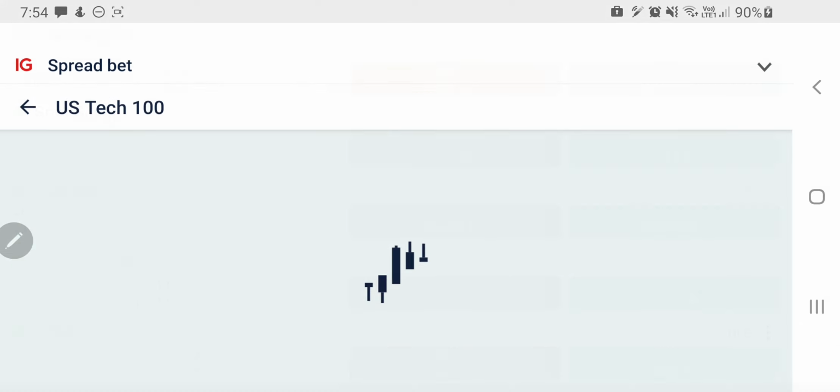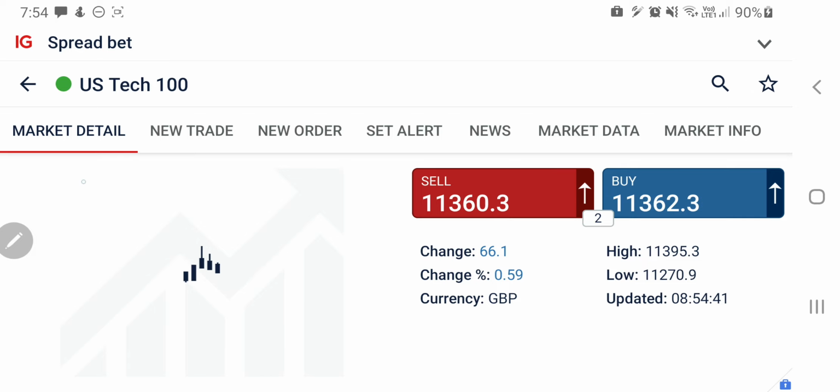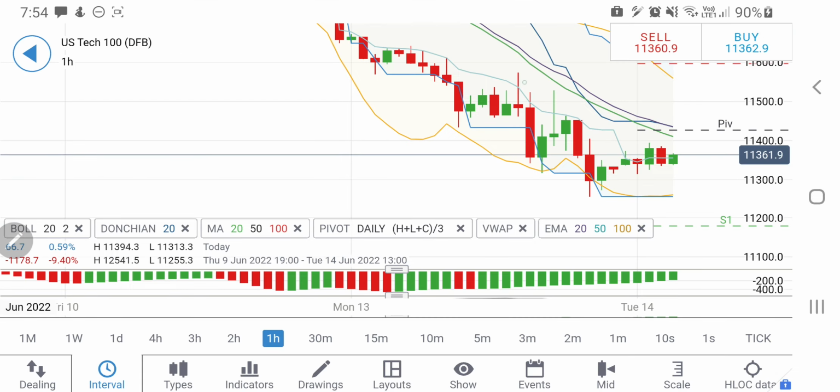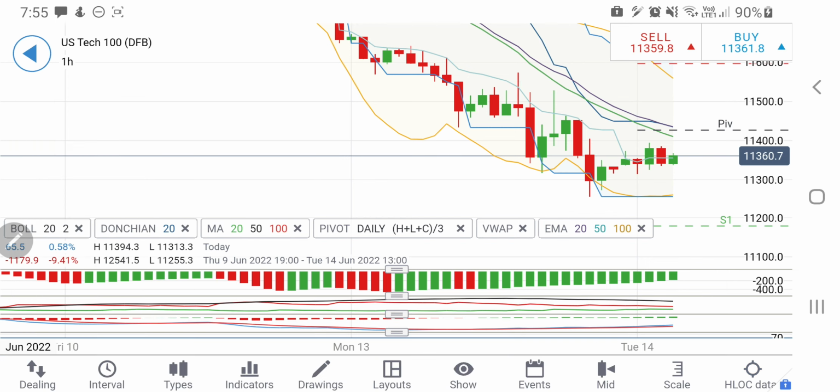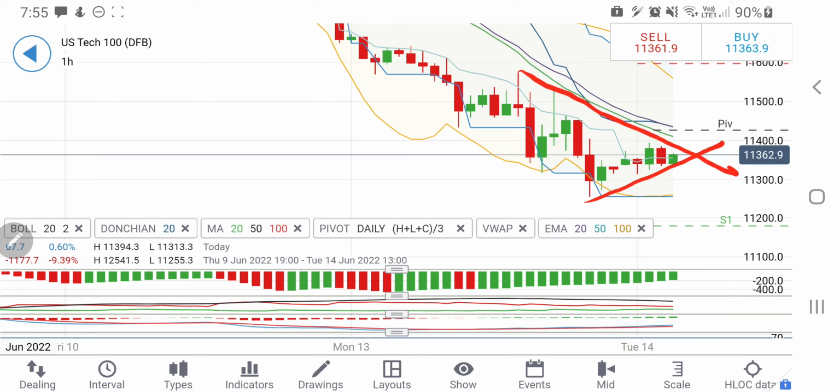Let's start the day with US 100 first. US 100 is trading at 11,360 levels, and let's have a look. See, on the hourly charts, first one must observe that it is getting lower highs here and higher lows there. So yes, precisely breaking below 11,340, yes, you can go short there.